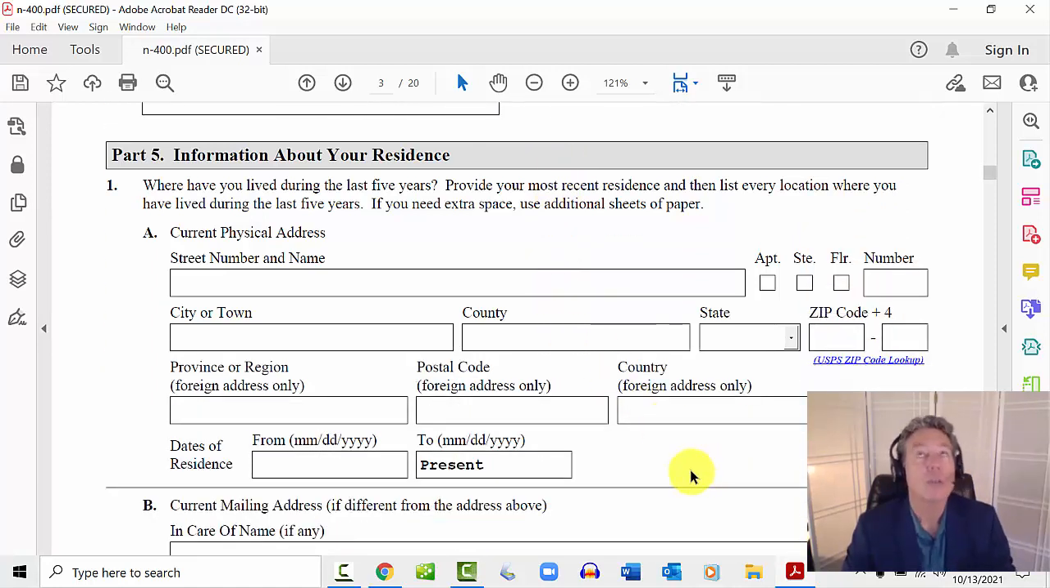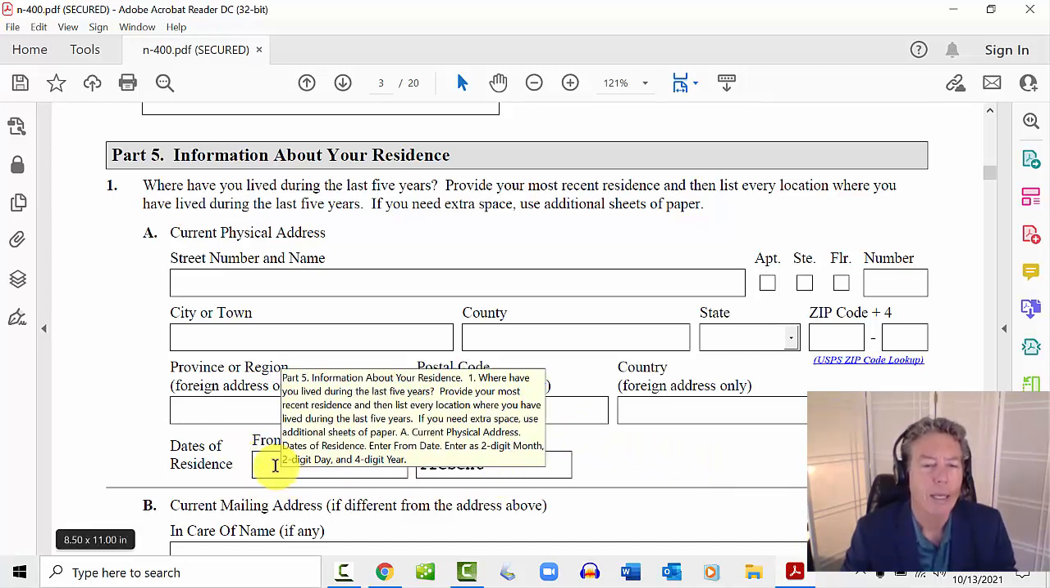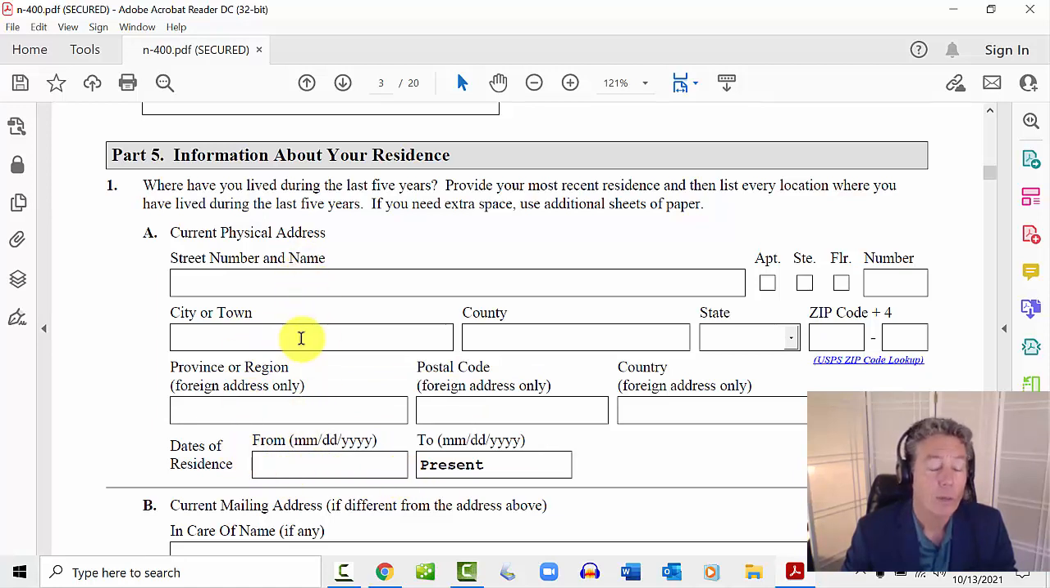Information about your residence. There's so much that rides on residence in this process. You need to be living where you've been for 90 days, right? So to present, they already fill that in, so you've got to make sure you have more than 90 days back that you've been living in this residence, or else you're not ready to file for your naturalization.